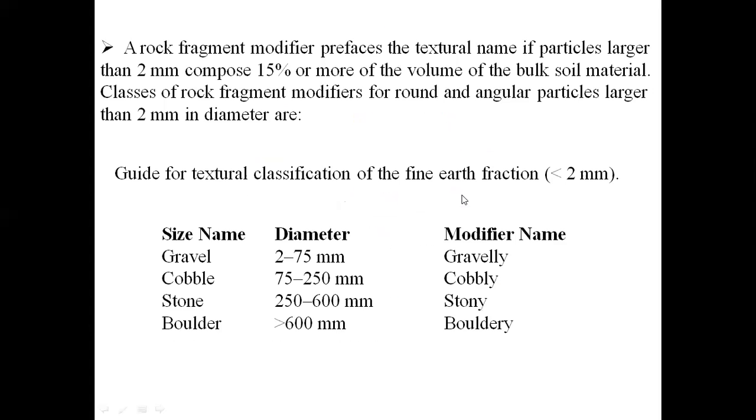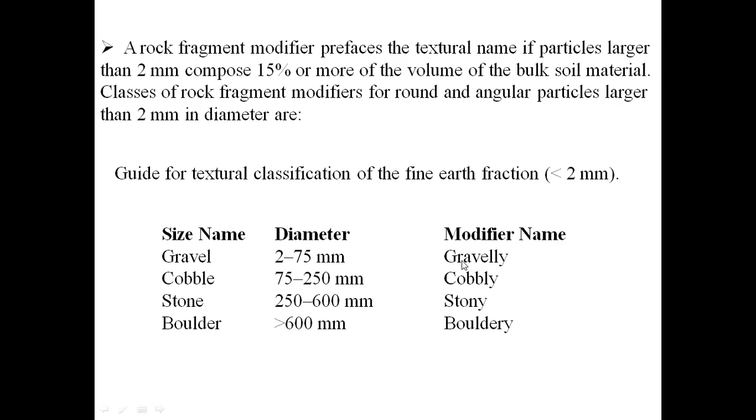Usually everyone knows this. And also, students, this is the major concept I usually prefer, the major importance of today's class: rock fragments. Generally, we always bother about the weathered products of sand, silt, and clay. But rock fragments prefer the textural names. Their larger components are more than 2 mm coarse, composed of around 15% of the volume. So whenever you take an earth soil sample, it contains 15% of the volume of bulk soil material, so the rock fragment modifier prefers that name.